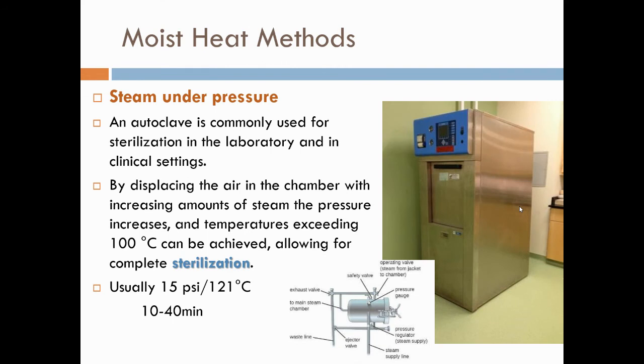Some other moist heat methods include autoclaves, steam under pressure. Autoclaves are commonly used for sterilization in laboratory and clinical settings. We load everything into this. It looks like a big giant dishwasher. Load everything in, displace the air with increasing amounts of steam, and the pressure is raised. So we have high pressure and temperatures. We exceed temperatures of 100 degrees Celsius, which is boiling, and achieve complete sterilization.